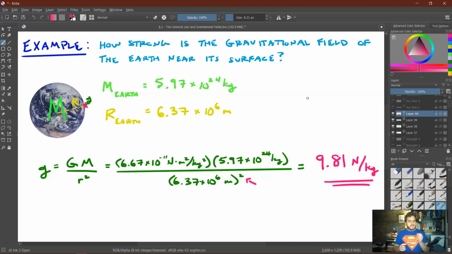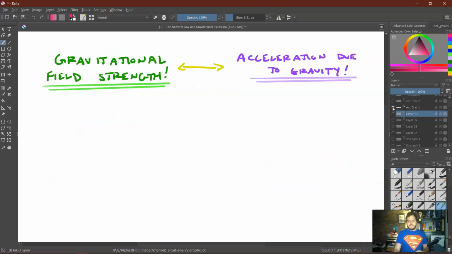But that number is really, really familiar. Where do we know it from? Well, that's because we learned this way back in Unit 2. This number is in fact the acceleration due to gravity near the surface of the Earth. The gravitational field strength and the acceleration due to gravity are the same thing. That's where that number comes from. So if I find the gravitational field strength at any other point in space, that's telling me the acceleration due to gravity at some other point in space. And this is really a result of the fact that gravitational mass and inertial mass are equivalent.